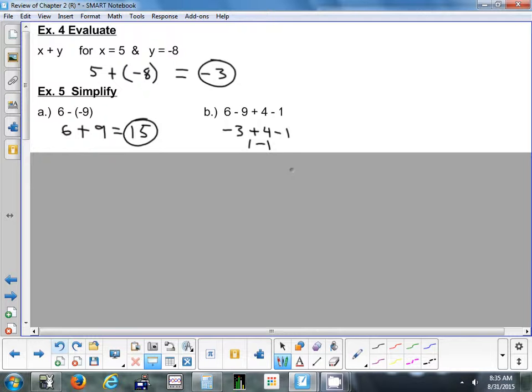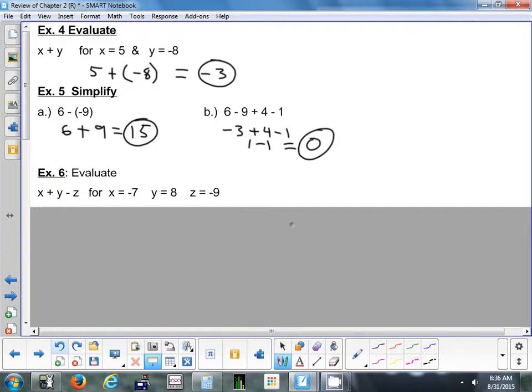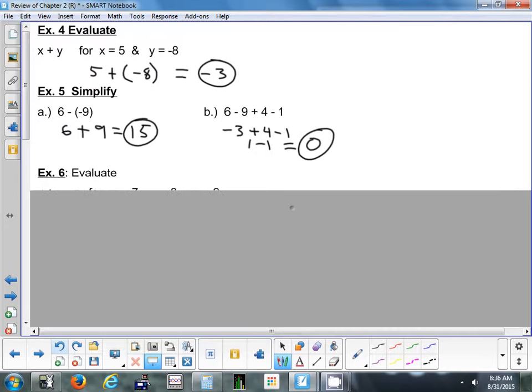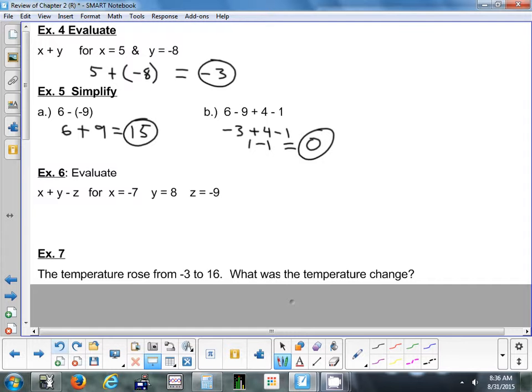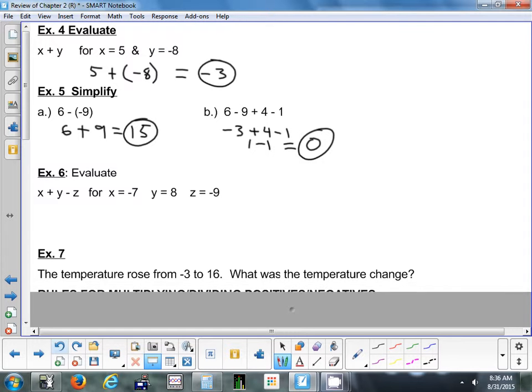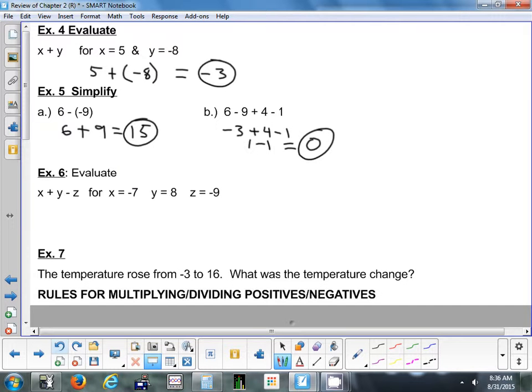And now the last part, positive 1, take away 1. What does that leave me with? How about Ariana? That leaves me with 0. All right, I think for number 6, why don't we skip over that one, Mr. Roy? Okay. That's another evaluate. It's plugging in and more arithmetic. All right, so let's go to example 7.